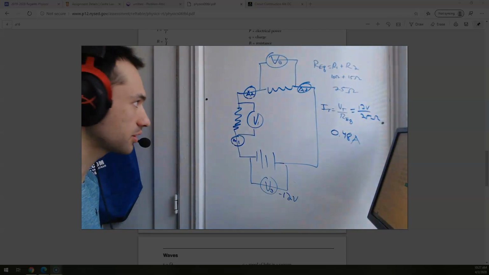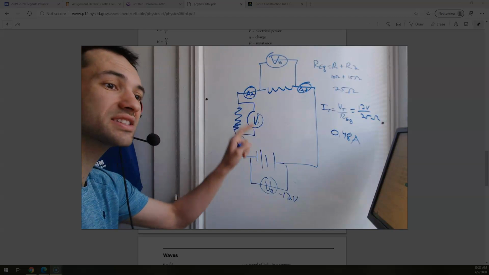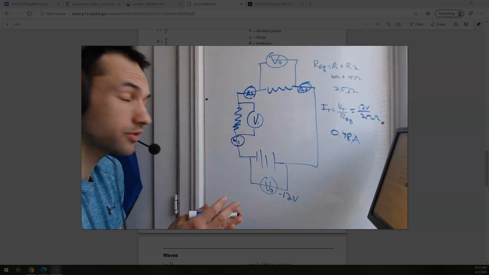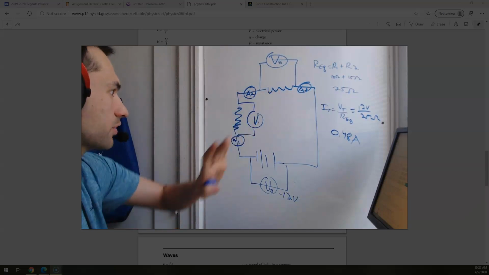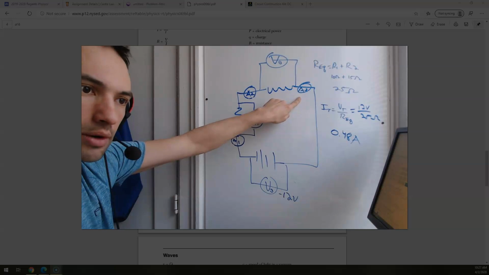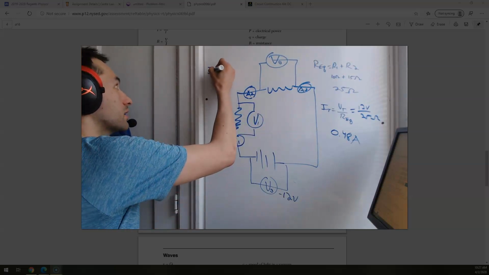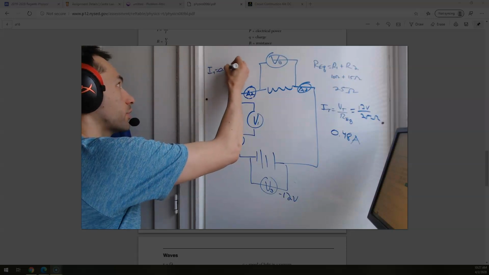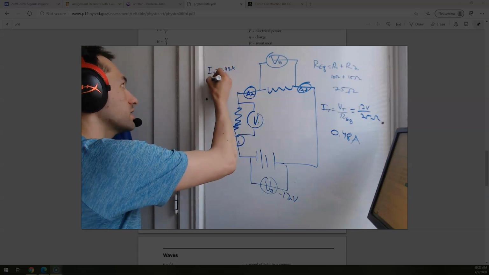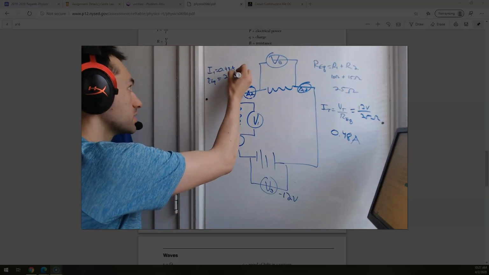0.48 amps. So there we go. That's a total current. And we know that the total current in a series circuit, because it's on our reference table, is the same everywhere. So that must be 0.48 amps, that must be 0.48 amps, that must be 0.48 amps. Cool. We now know I total equals 0.48 amps. We know Req is equal to 25 ohms.